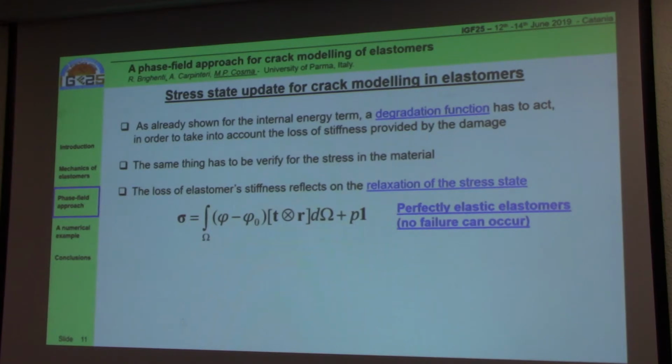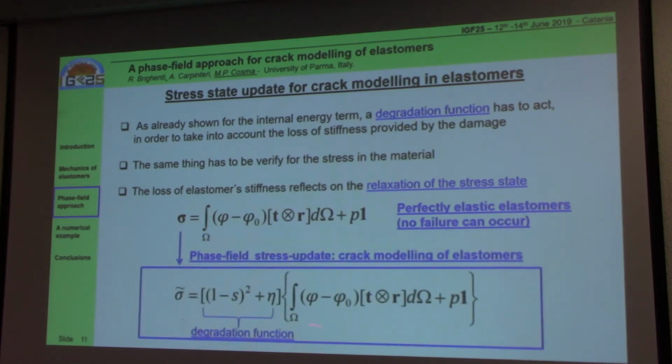Then we have to update the stress by reducing it, as already shown for the internal energy term, by applying the degradation function. So here we have the stress that I have shown you before, when no damage occurs in the material, and here we have the stress when damage occurs in the material, where we have to reduce the stress by using the degradation function.